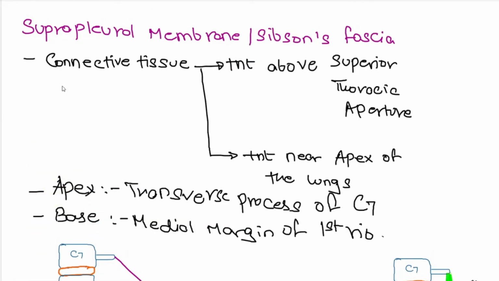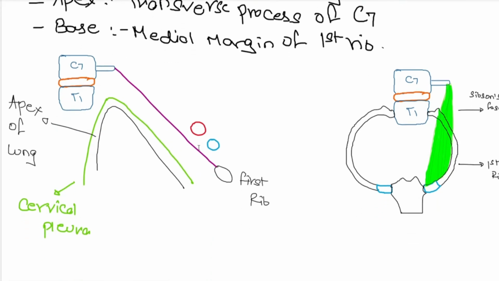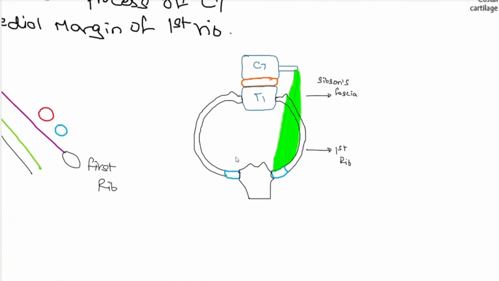Now moving ahead, we have the suprapleural membrane or the Sibson's fascia. Now the suprapleural membrane or the Sibson's fascia is present above the superior thoracic aperture. Now the superior thoracic aperture is this structure. Suppose here we have our C7 vertebra, that is the cervical 7th vertebra, and below it we have the thoracic 1 vertebra. Now the first rib forms the superior thoracic aperture. This opening is referred to as the superior thoracic aperture, and some books also refer to it as the thoracic inlet.